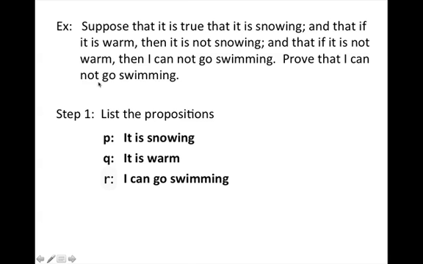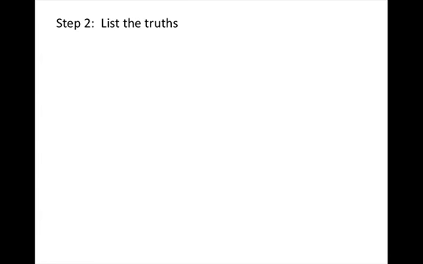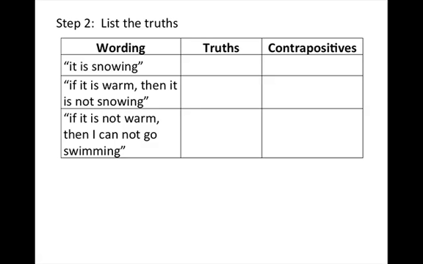And then I want to prove I cannot go swimming. Well, if I leave out the not, that's I can go swimming, and I already have that listed. So I have 3 basic propositions. Step 2, let's list our proofs. So take the 3 statements that we were told were true, and I'm just going to list them in a table to make it easier.